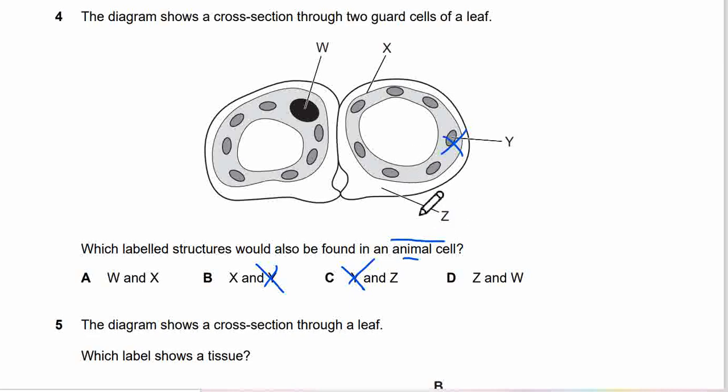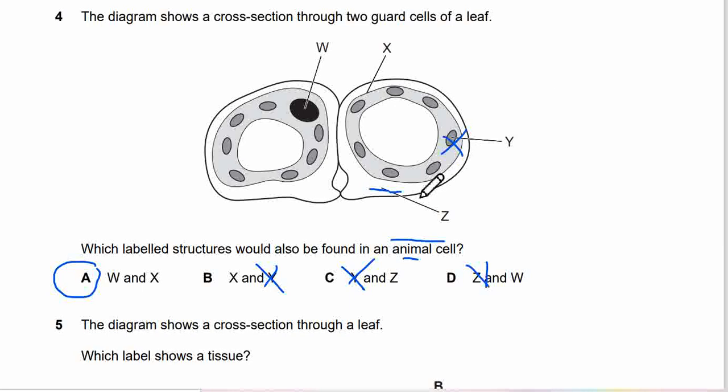And Z in here, between Z and W, Z is cell wall, so animals don't have cell wall. So our only option is A, W and X. W is nucleus and X is cell membrane.